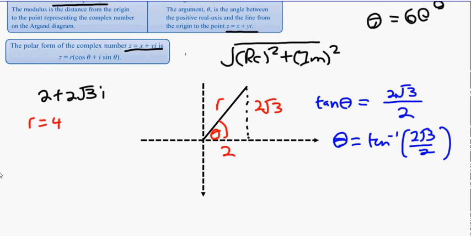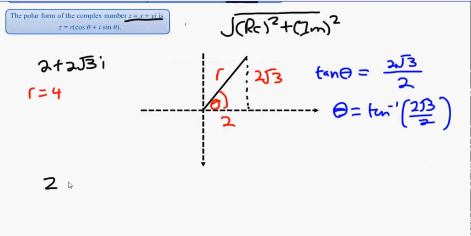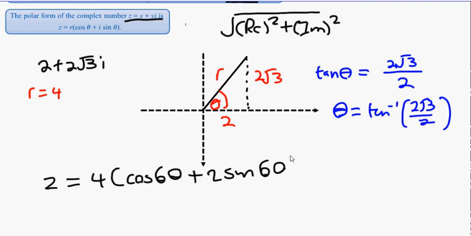So my z value is 4 bracket cos theta, so it's going to be cos 60, and then plus i sin theta, which is i sin 60. Okay, and that's the first question done. Now let's move on from there.